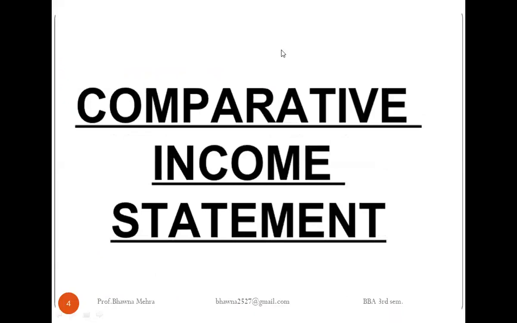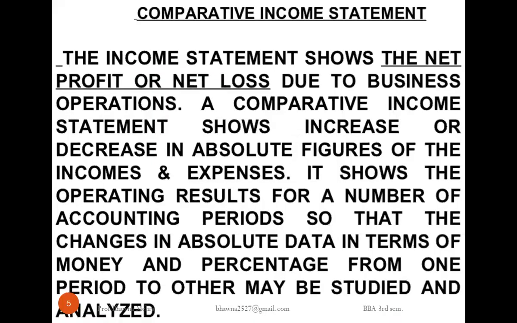Now come to the comparative income statement. The comparative income statement shows the net profit and net loss due to the business operations. It shows increases or decreases in absolute figures of the income and expenses. It shows the operating results for a number of accounting periods, so that the changes in absolute data in terms of money and percentage from one period to another may be studied and analyzed.